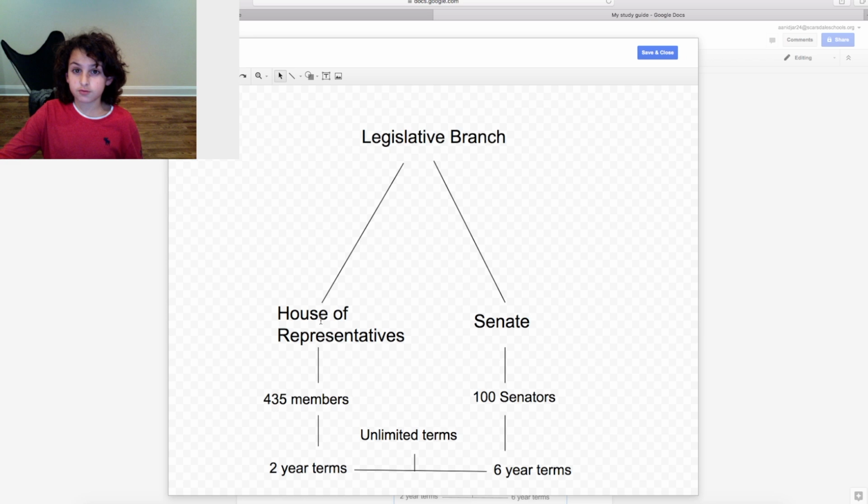The House of Representatives has 435 members. The Senate has 100 senators. The House of Representatives has 2-year terms, while the Senate has 6-year terms. Both of them are unlimited terms, which means that you can run as many times as you want.